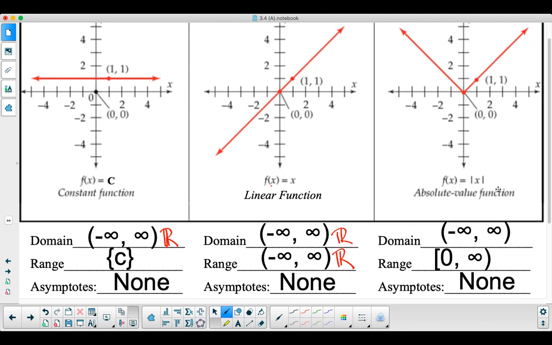For the absolute value function, your domain, you can put any real number into the function as an input. However, your range, remember, you're only going to get outputs that are positive numbers, because absolute value is always positive. So not positive, non-negative. So your range is from 0 to infinity, and you can include 0. Okay, so another way to say this would be non-negative. All right. And again, no asymptotes on this one.